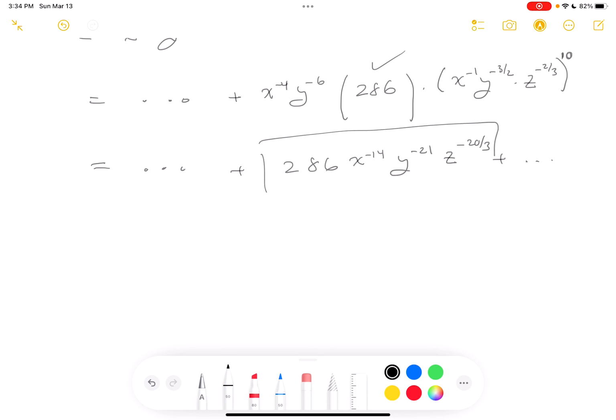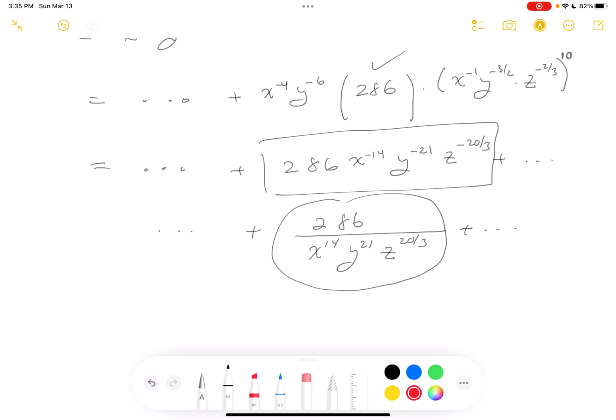I'll put a box on it. In some places, they recommend that you write it without the negative powers. Let me do that. 286, x14, y21, and z 20 thirds. I'm going to get my red pen out and see if we got it. I'm going to look at the key now. I see the 286, I see the x14, y21, and z 20 thirds. Things have worked out as advertised. Thank you.